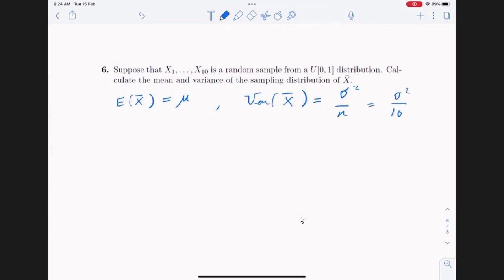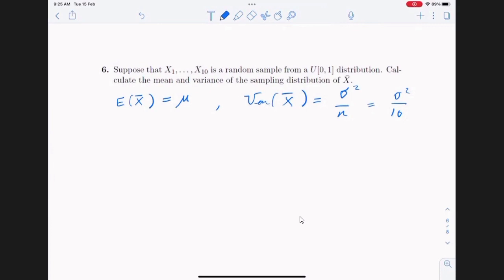So the variability will be smaller if the sample size is larger. That means if every one of you, instead of drawing 10 numbers, I ask you to draw 1,000 numbers, and everyone computes a sample mean, then more or less the sample means you obtained will be very close to each other.